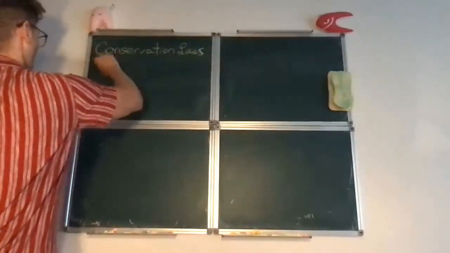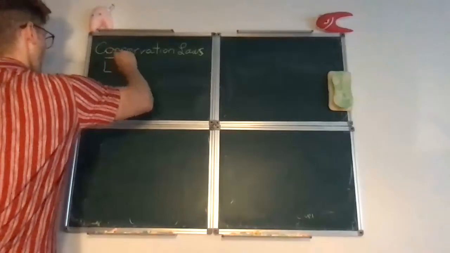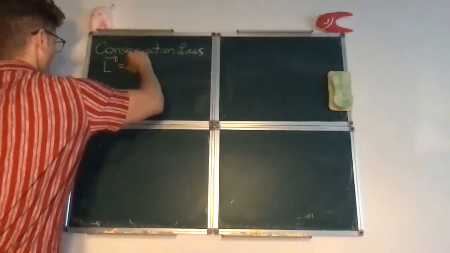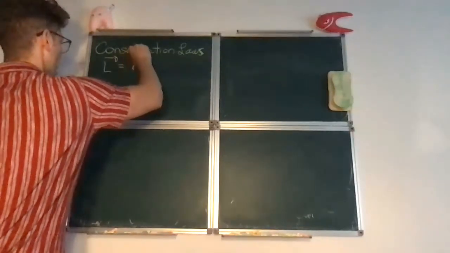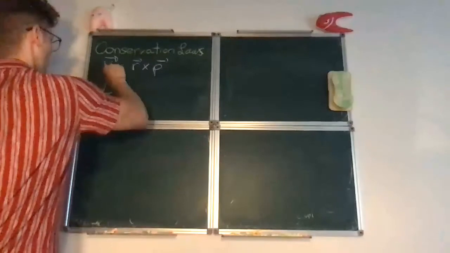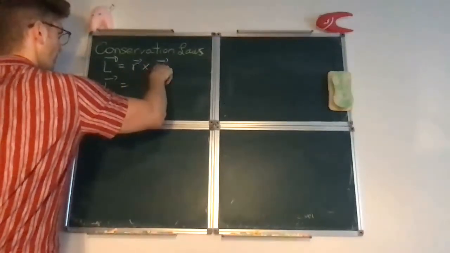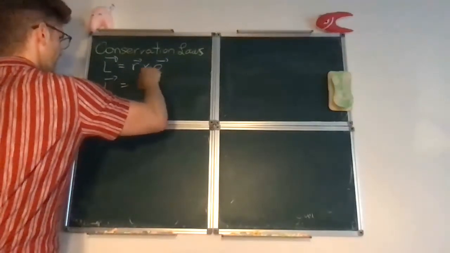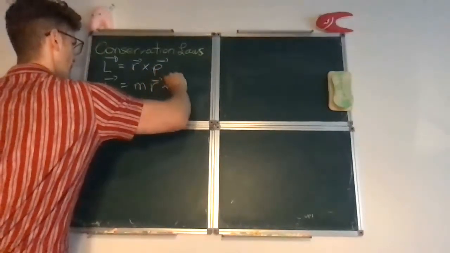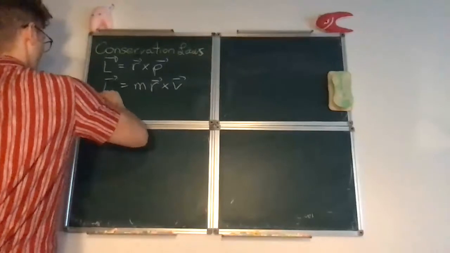So, for example, as an example, let me give you the formula for the angular momentum of a particle, which is a cross product of the position with the linear momentum, which is just mass times velocity. So it looks something like this. And here m is a constant.